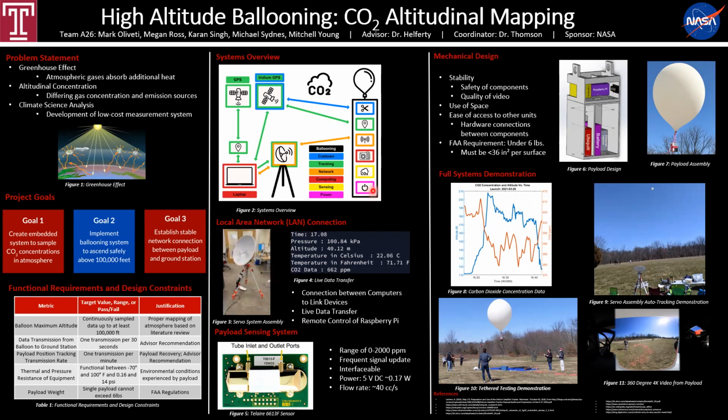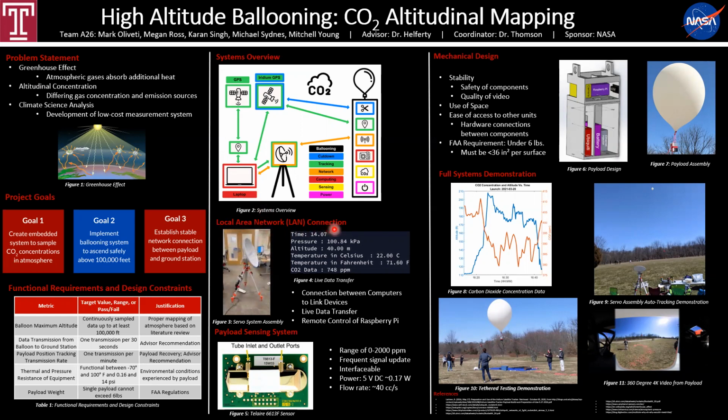Now let's discuss the ground station in the bottom left. This consists of a large tripod with a movable antenna system on top. Connected to this, shown in red, is a ground station laptop which helps to establish the network connection and auto-orient the movable antenna system so that it's always pointed at the payload. A LAN connection is a connection between computers to link devices, and this is discussed in detail below.